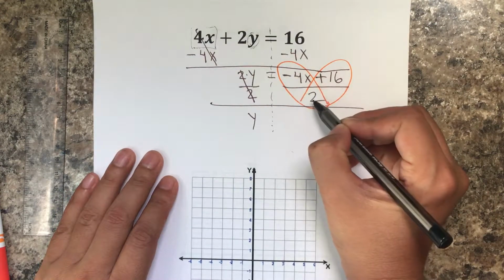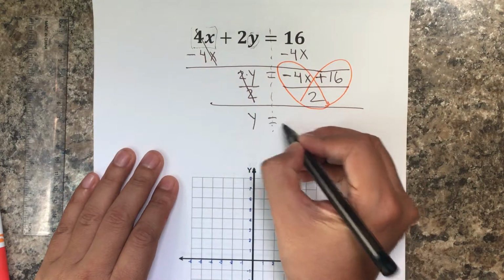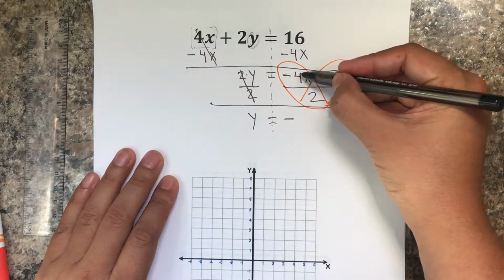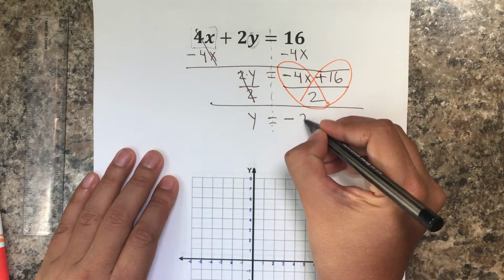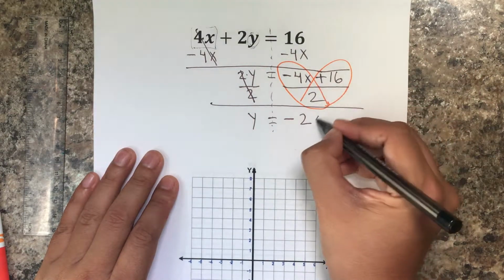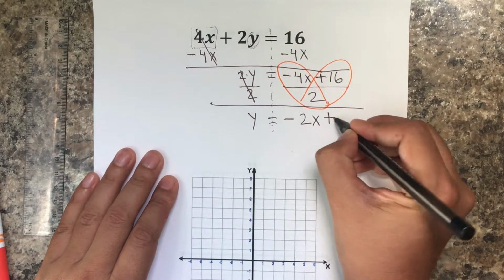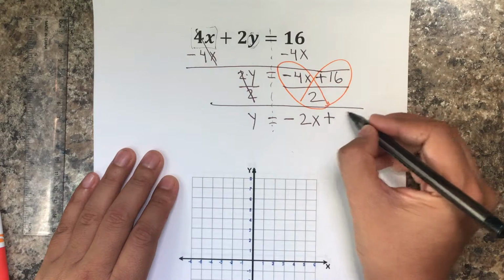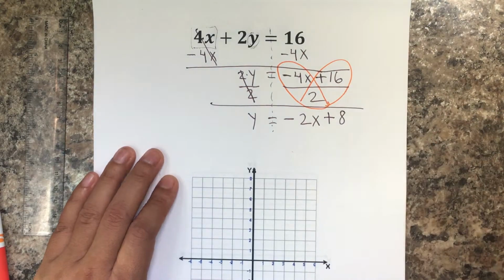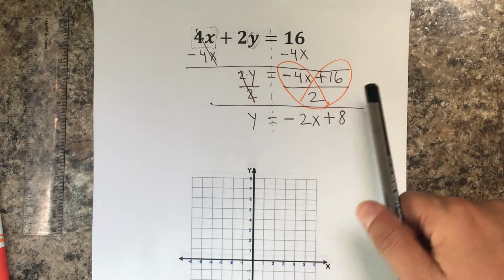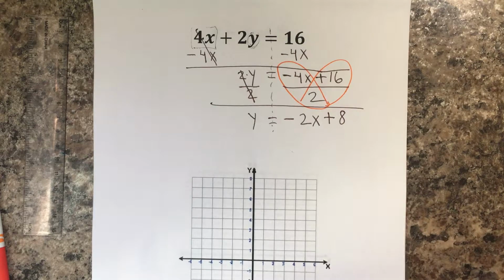So negative divided by positive, negative. 4 divided by 2, 2. And then you just bring the x. Positive divided by positive, positive. 16 divided by 2, 8. And this doesn't have any x or variables, so we just leave it like that. Now we're ready to graph.